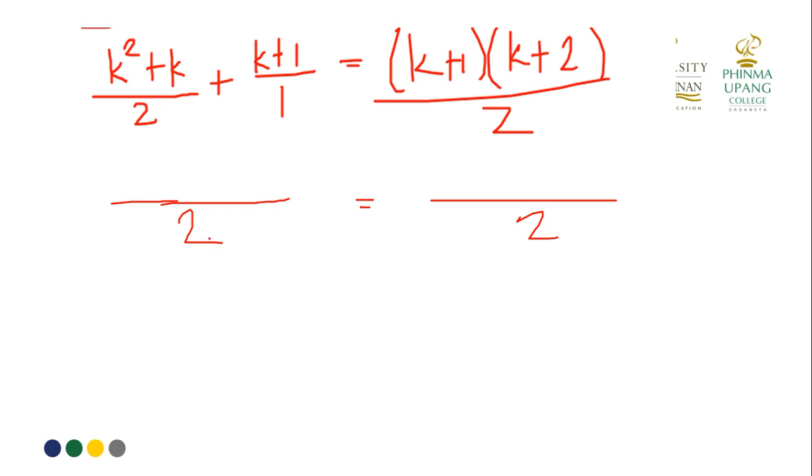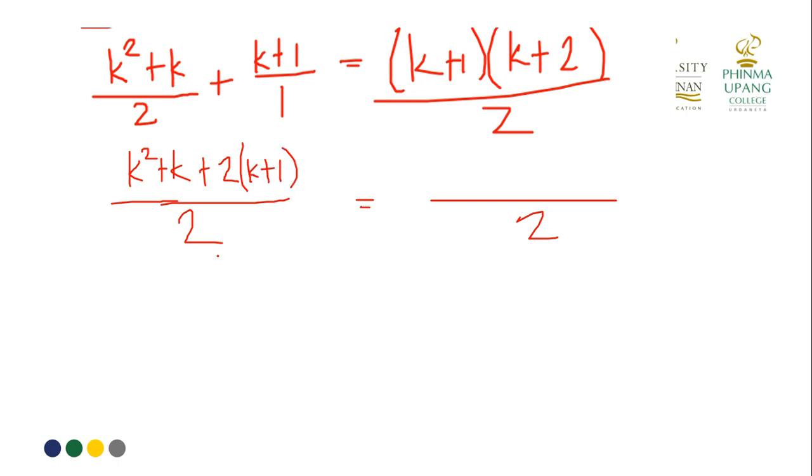Next is divide and then multiply. Divide the denominator, multiply the numerator. What is 2 divided by 2? It's 1. And then 1 times k squared plus k, copy. K squared plus k. What is 2 divided by 1? Answer? 2. So we're going to write 2 and then k plus 1.